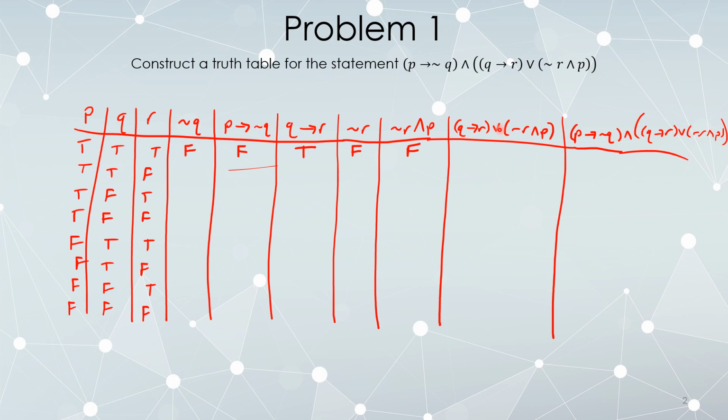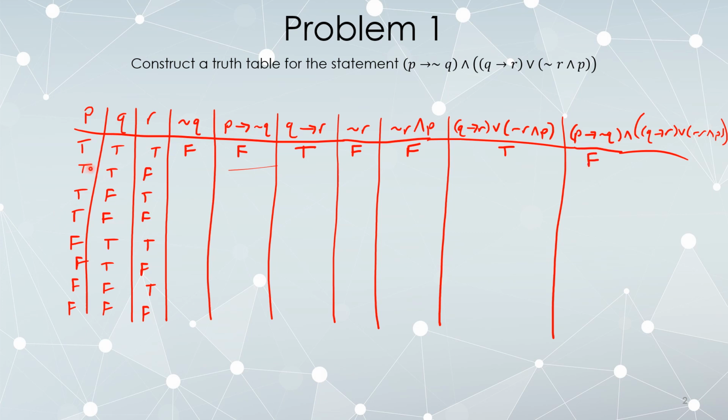Now let's look at this OR. Q implies R, that was true. If any side of the OR statement is true, then the OR statement is true. So we'll go ahead and mark that as true. And then finally, since P implies not Q is false, then this AND is also going to be false. So there's our first row.